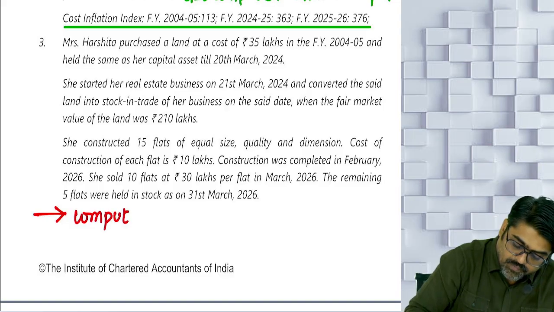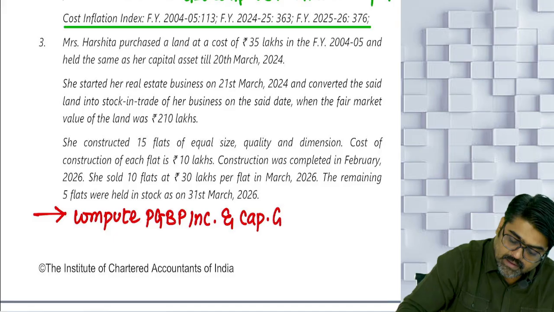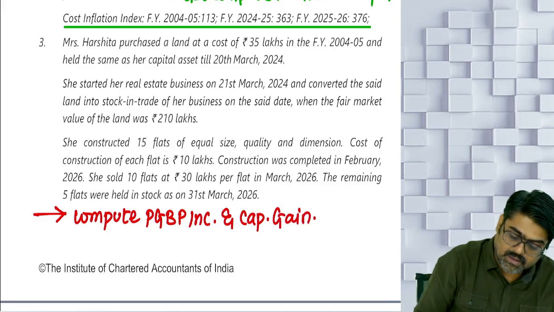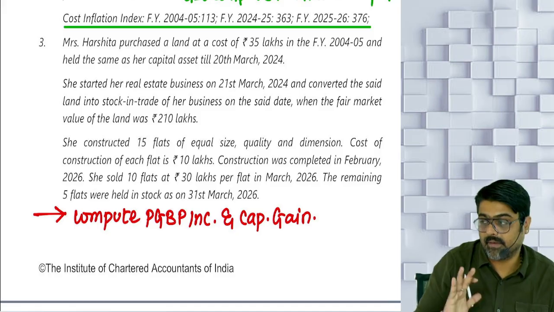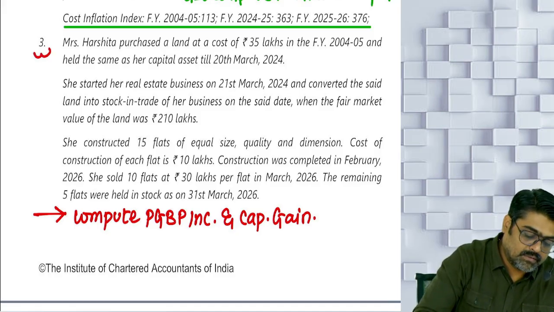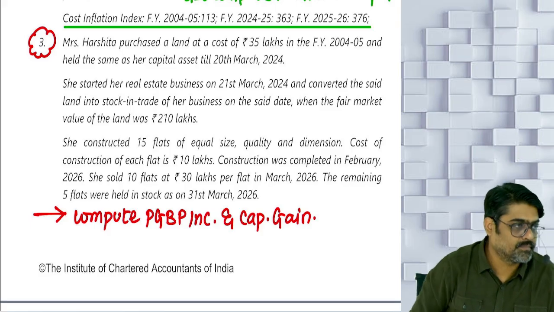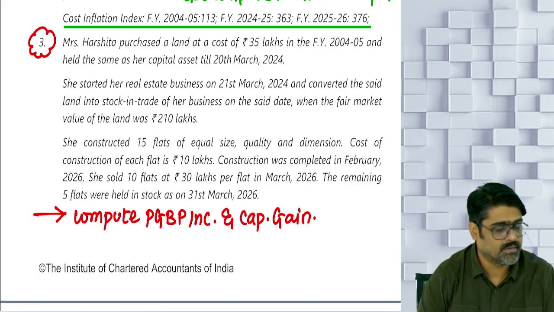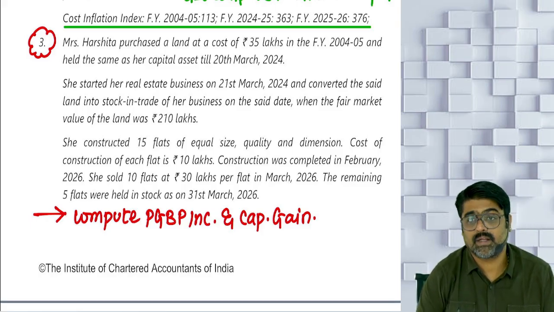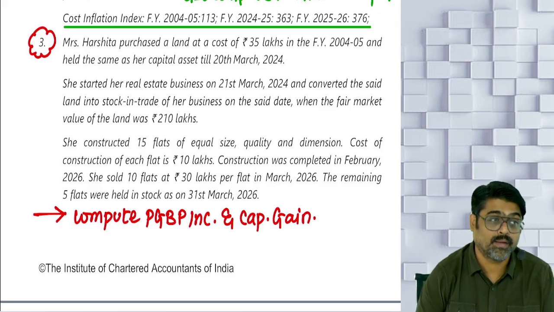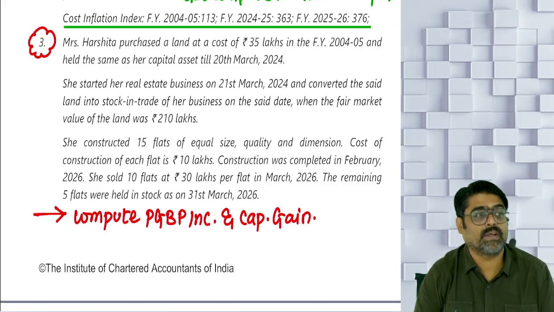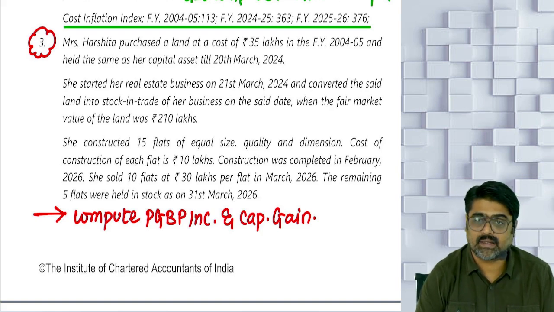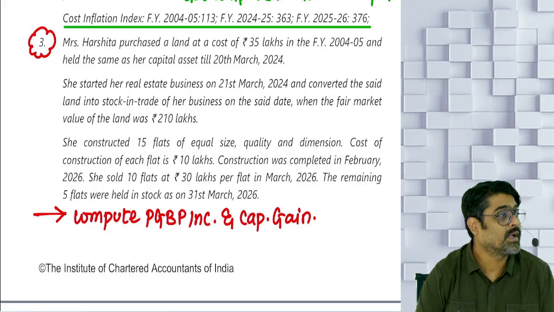Compute what? PGBP income and capital gain income. And trust me, I have a gut feeling this time that this question might come in the exam. Gut feeling, huh? This will definitely come? No, not necessary. But I have a gut feeling. Because this question is there in the ICAI study material since a very long time. Very easy question. But they have twisted the question language in such a way that students should get confused.